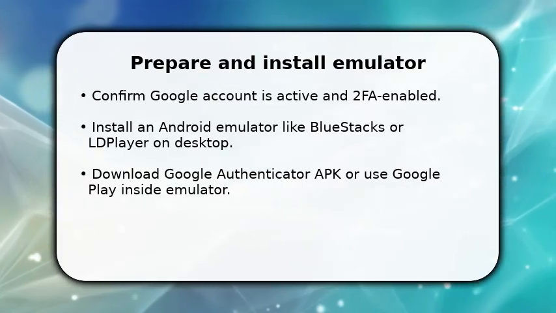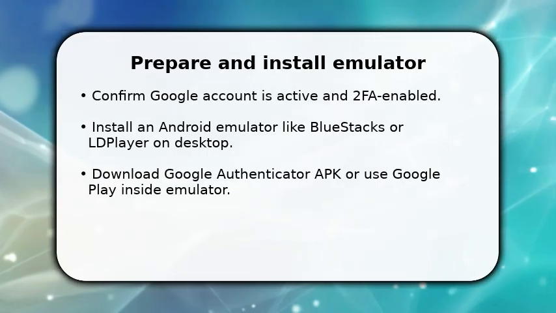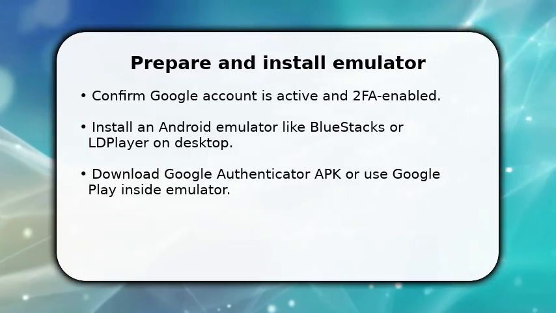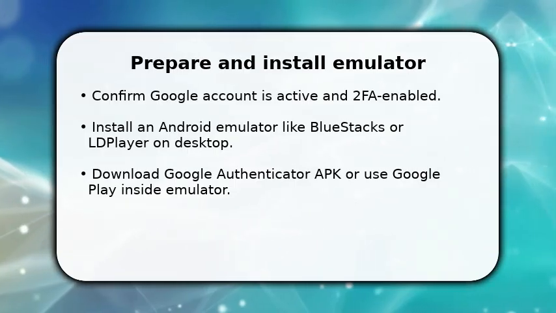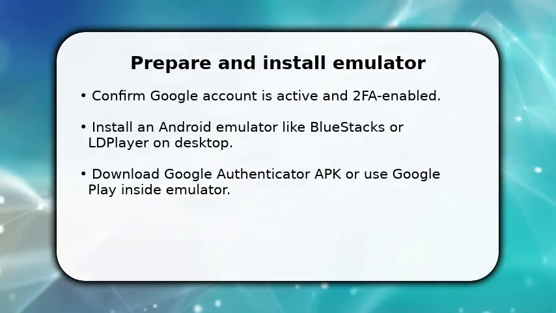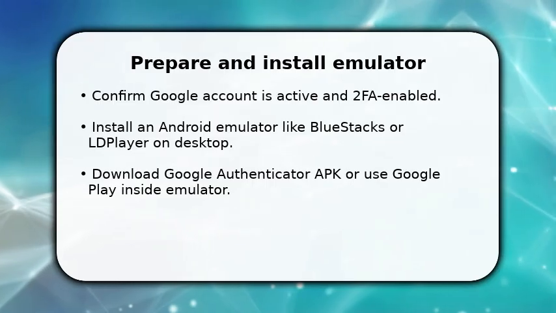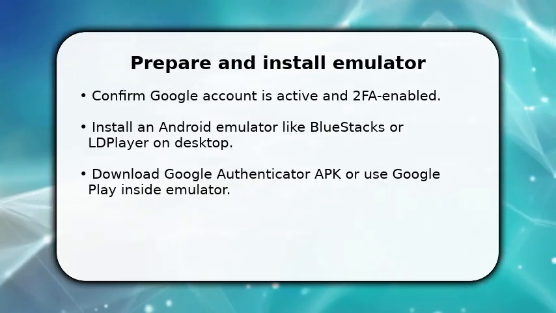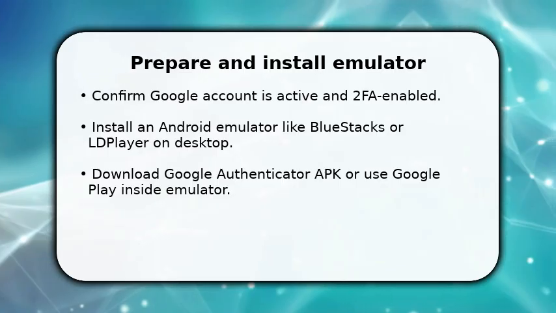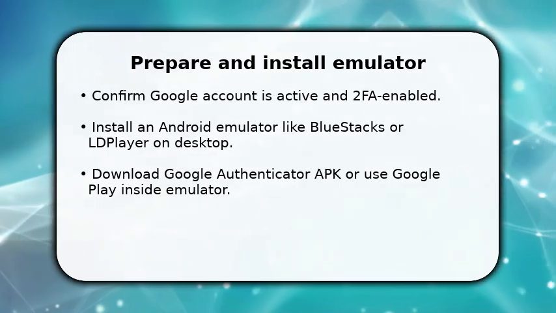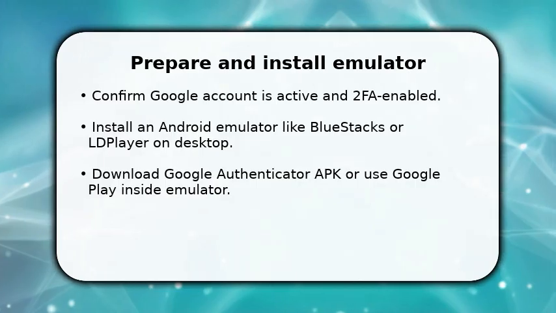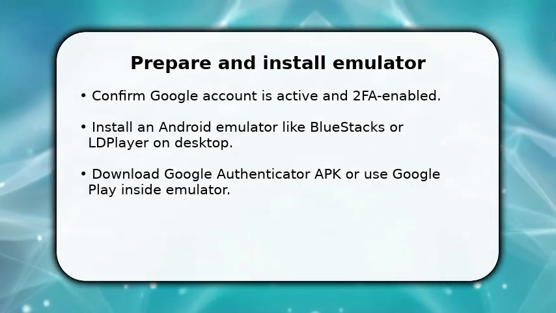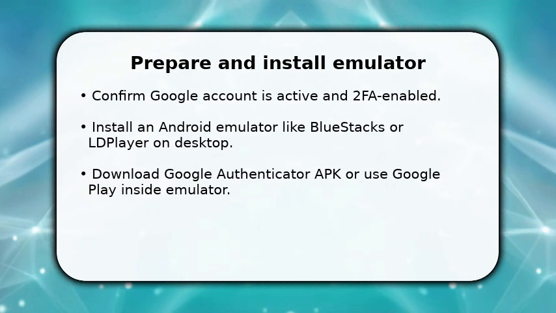You start by preparing your desktop. Make sure your Google account has two-factor authentication available and that you can sign in. Next, install an Android emulator such as BlueStacks or LD Player. These create a phone environment on your PC. Once the emulator is running, use its built-in Google Play Store or sideload the Google Authenticator APK into the emulator. This gives you the actual Authenticator app on desktop, and you're now ready to open it and begin pairing accounts.